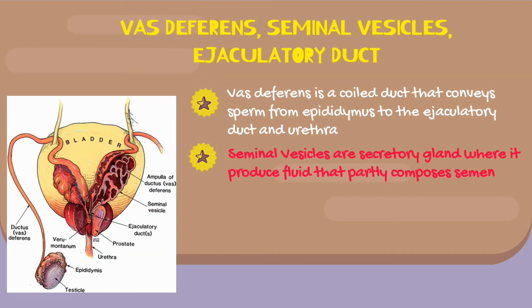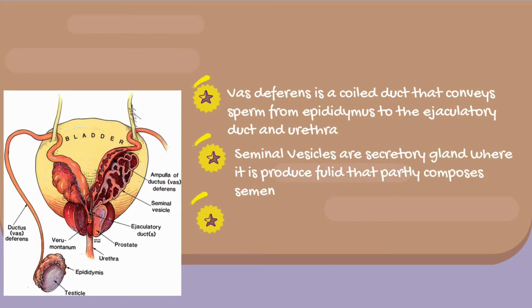Seminal vesicles are secretory glands that produce fluid that partly composes semen. These glands are loosely coiled structures surrounded by muscle. They are located in the pelvic region, specifically under the urinary bladder and behind the prostate gland.